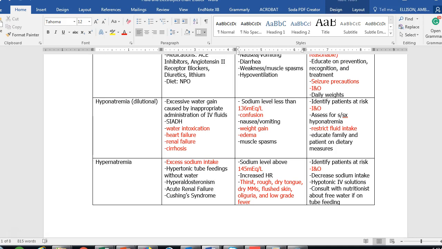So hypernatremia, risk factor is excess sodium intake. How about that? You can give somebody hypertonic tube feedings and not give them water, and that is also a risk factor.